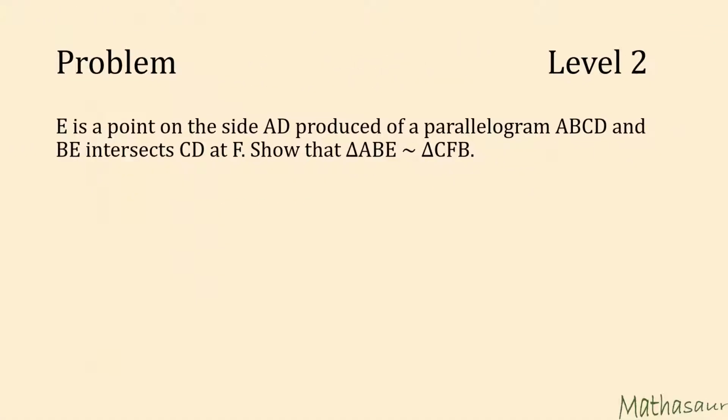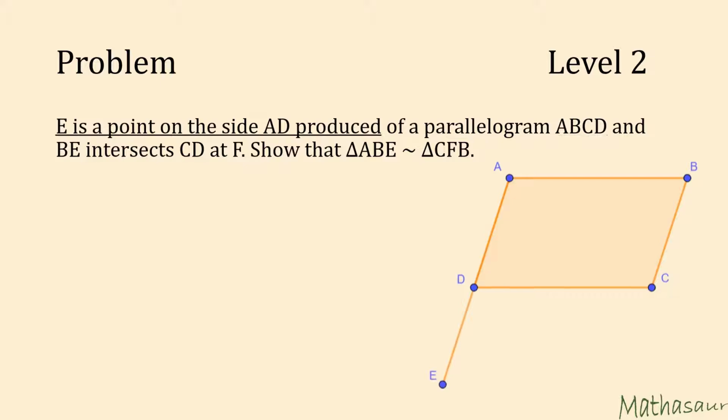Let us look at another problem. E is a point on the side AD produced of a parallelogram ABCD and BE intersects CD at F. Show that triangle ABE is similar to triangle CFB. So we have a parallelogram and we are producing the side AD to a point E. Now let us join BE and let it intersect the side CD at point F.